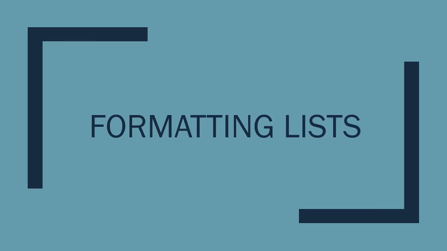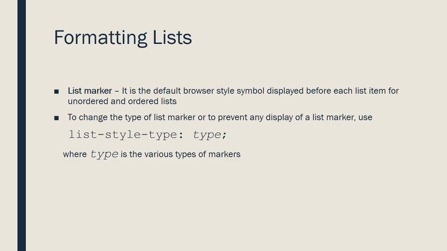This video shows how to format the list. By default, the browser styles the symbol that is displayed before each list item for the unordered and ordered list. To change the type of list marker, or to prevent any display of a list marker, we have to use the list-style-type property and specify the type.